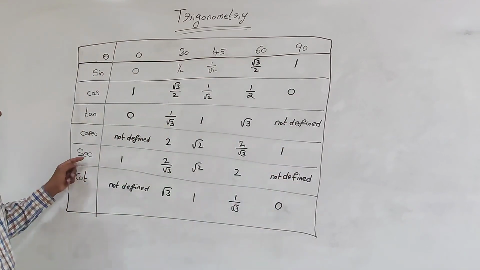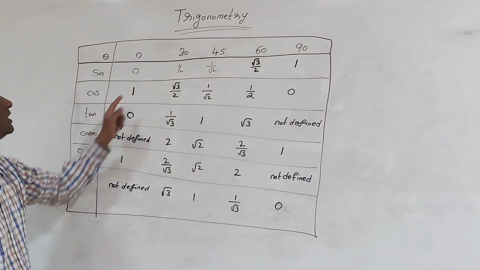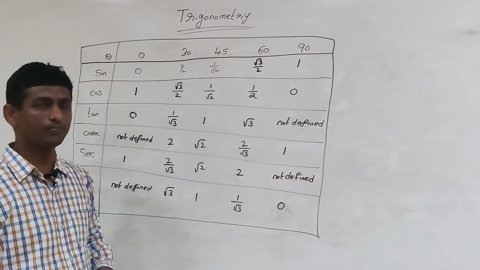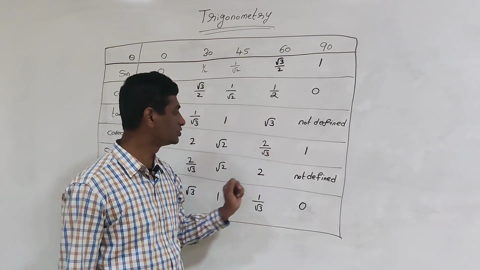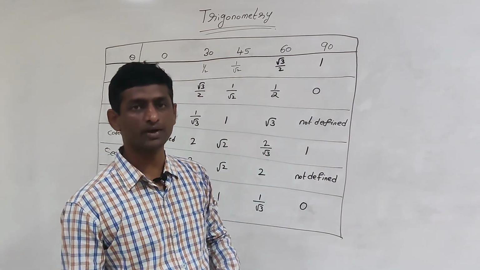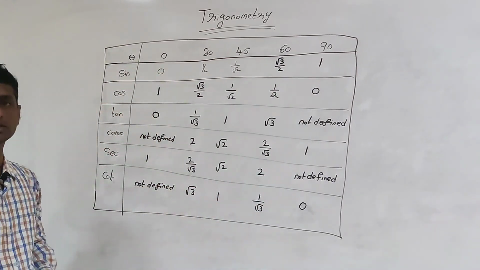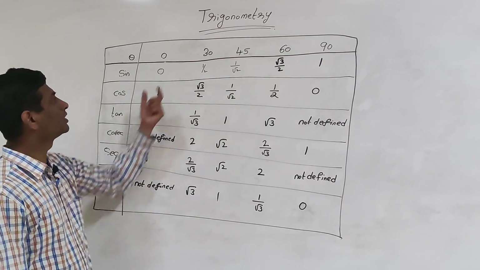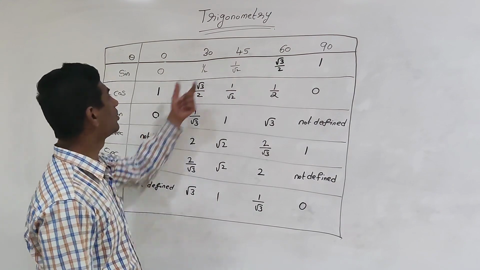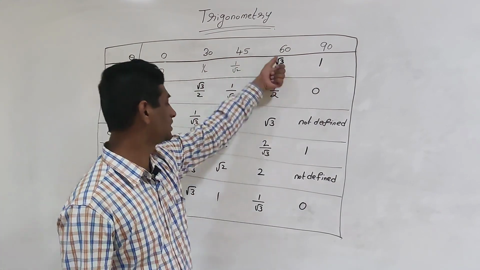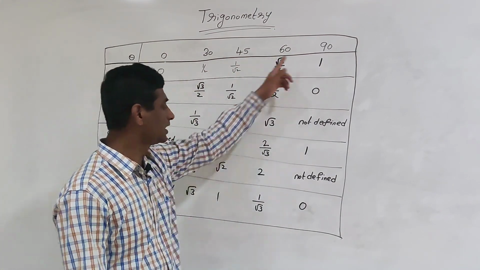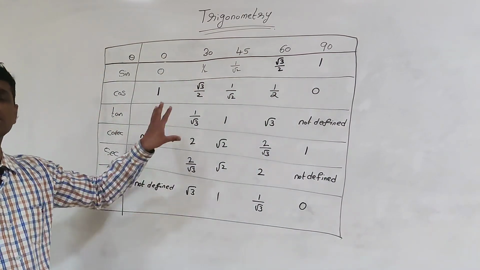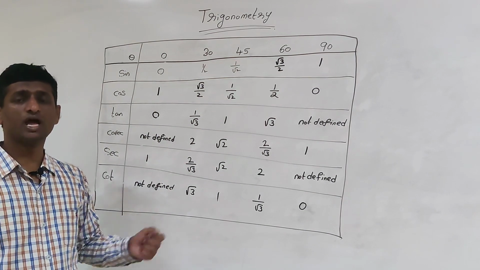Next, secant 0 is 1, secant 30 is 2 by root 3, secant 45 is root 2, secant 60 is 2, and secant 90 is not defined. Next we will go for the last trigonometric ratio. Cot 0 is not defined, cot 30 is root 3, cot 45 is 1, cot 60 is 1 by root 3, and cot 90 is 0. Now based on the trigonometric ratios we'll have some identities.